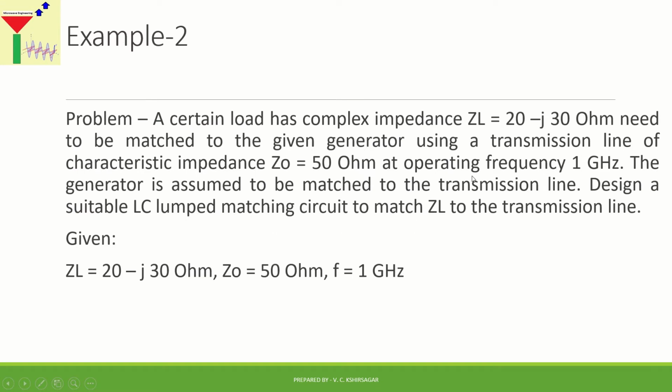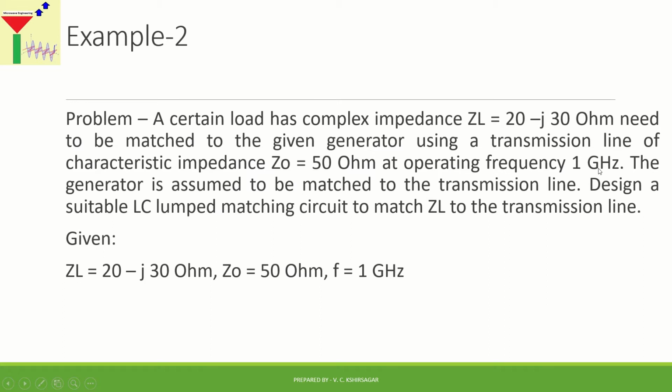So I will maximize the screen. Now, please go through this problem statement carefully. What is the objective of this problem? Say I have a certain load which has a complex impedance. The impedance is given as ZL equal to 20 minus j30 ohm. Now this complex load impedance I want to match with a generator using a transmission line whose characteristic impedance Z0 is given, that is 50 ohm, at the operating frequency of 1 gigahertz.